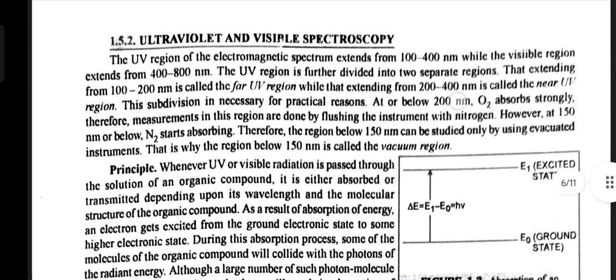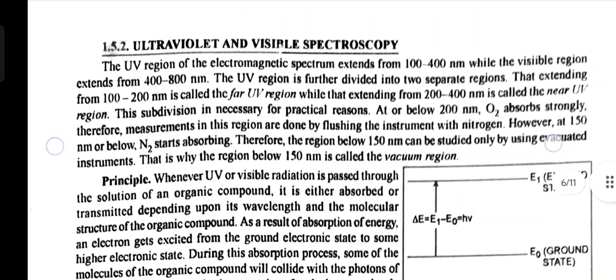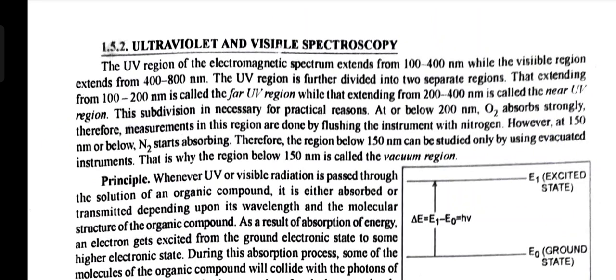Ultraviolet and visible spectroscopy. The UV region of the electromagnetic spectrum extends from 100 to 400 nanometer, while the visible region extends from 400 to 800 nanometer. The UV region is further divided into two separate regions. That extending from 100 to 200 nanometer is called the far UV region, while that extending from 200 to 400 nanometer is called the near UV region.